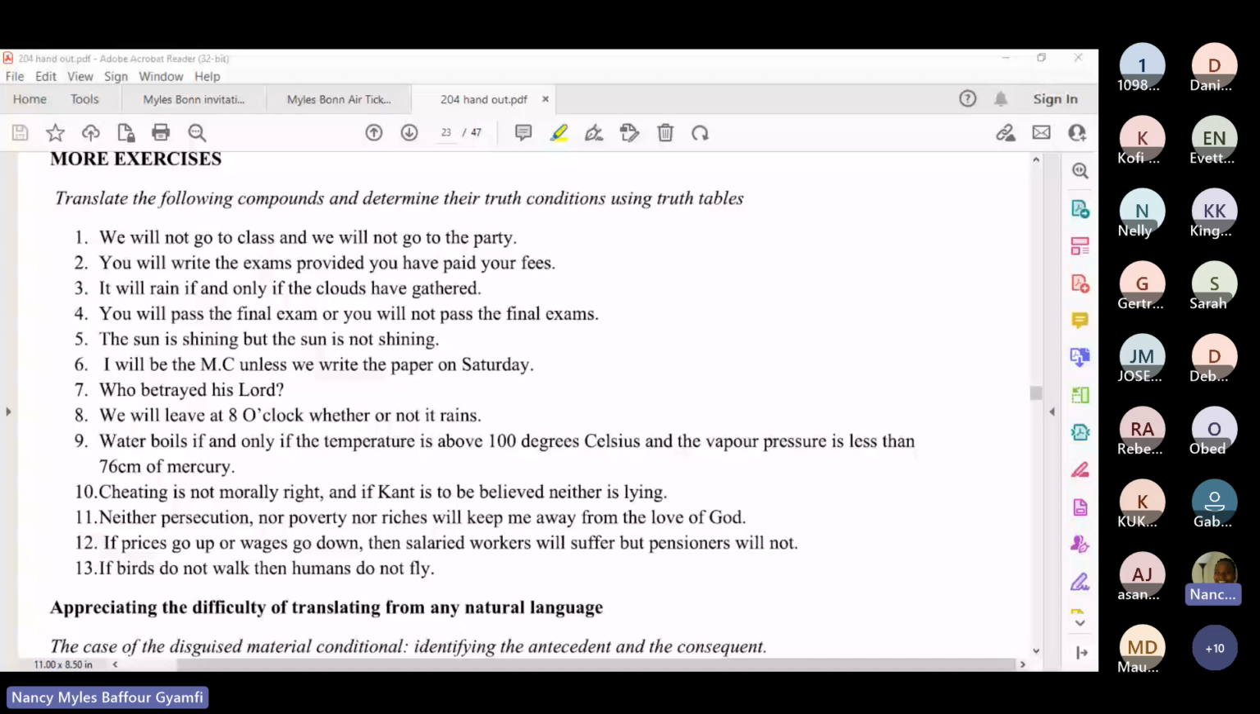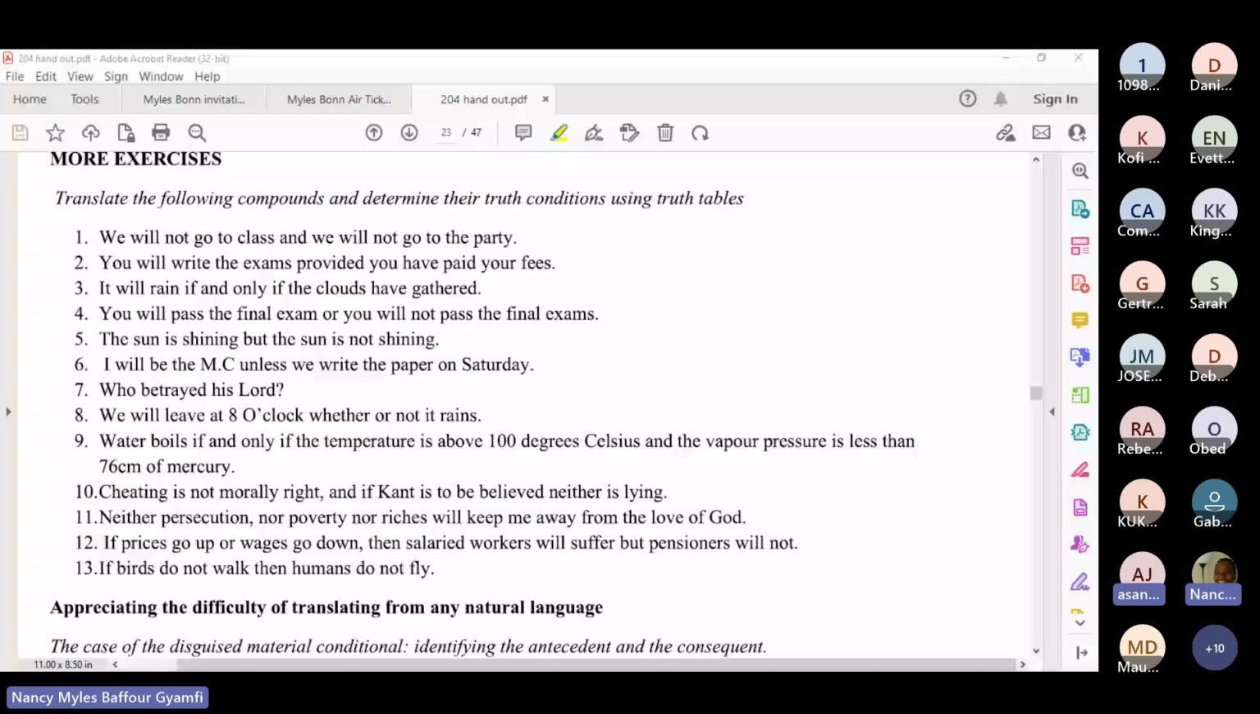Perfect. I'm listening. So I will not go. We are not going to the class and we are not going to the party. How will you symbolize that? Not P conjunction, not Q. Okay, so I give you variables. Okay, when I give you variables, I want you to use them so that you don't get it wrong.